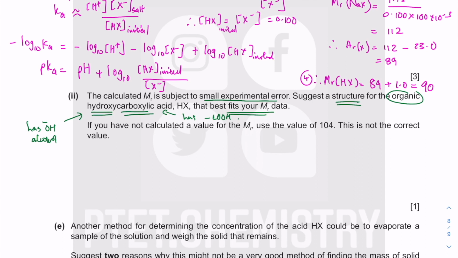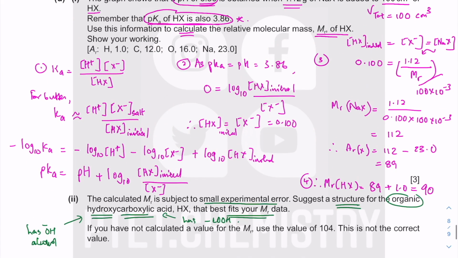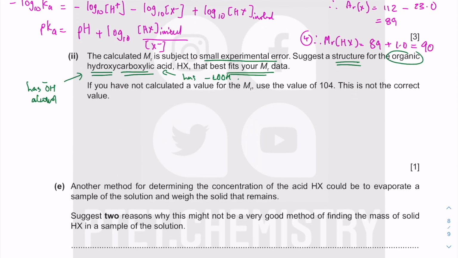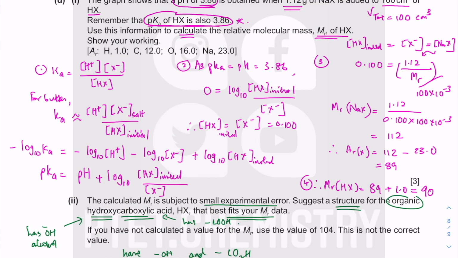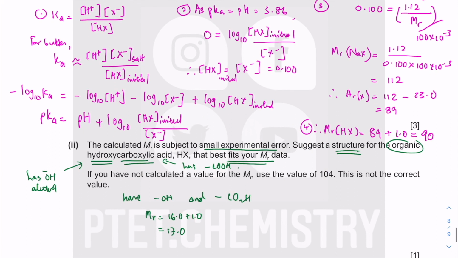And then my MR is 90, and I don't have a periodic table, but I'm given the atomic masses there. So if I have OH and CO2H, the MR of OH is 16.0 plus 1.0 is 17.0. As you could have used this information, 16.0 plus 1.0. So CO2H would be 12.0 plus 16.0 times 2 plus 1.0. So that is 45.0.